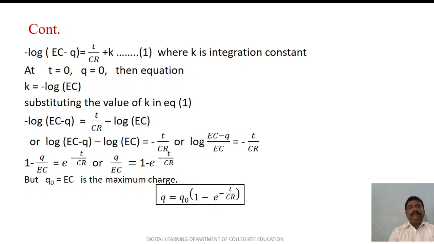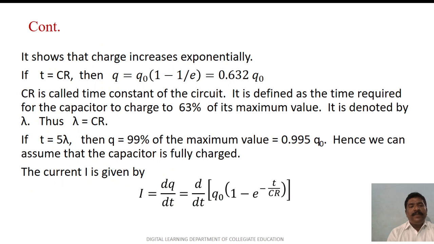So EC is equal to Q naught, which represents the final steady maximum charge on the capacitor. This equation represents the charge at any time during charging: Q is equal to Q naught (1 minus e to the power of minus t divided by CR). This expression also shows that the charging increases exponentially. If t is equal to CR, then Q is equal to Q naught (1 minus 1 divided by e), which is equal to 0.632 Q naught.